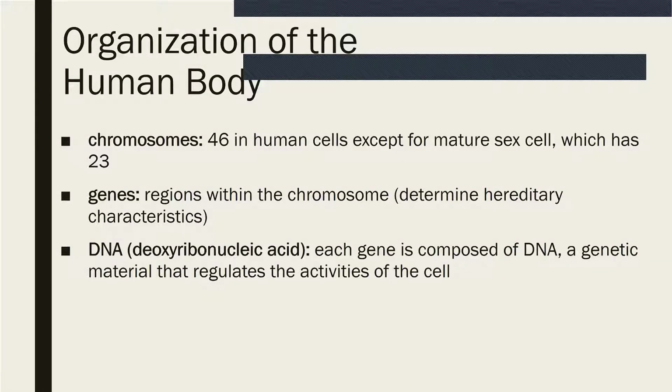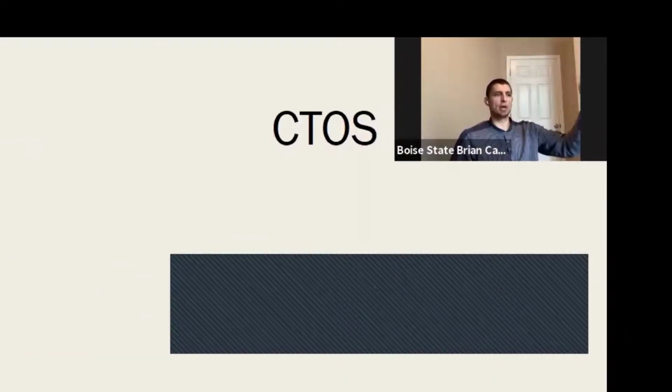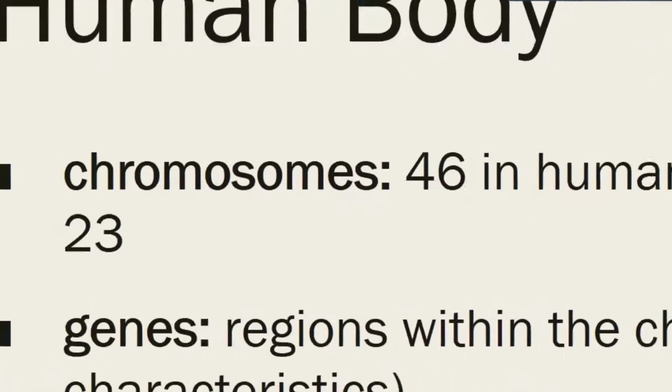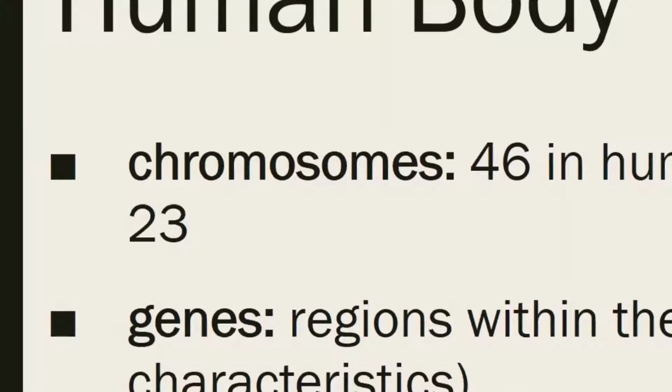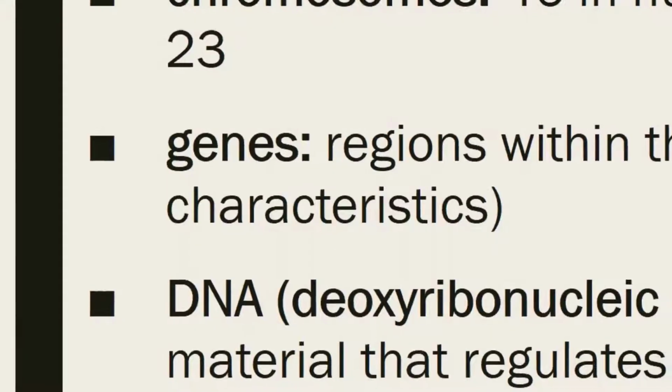Genes are the regions within the chromosome. So we kind of started with cell and then we went big. So cell, tissue, organ, system. And then we go back to cell and then we look at chromosome and we're going smaller. And then we look at gene, which is a portion of the chromosome, which is even smaller. And then you can look at the DNA, which is composed inside of that gene.